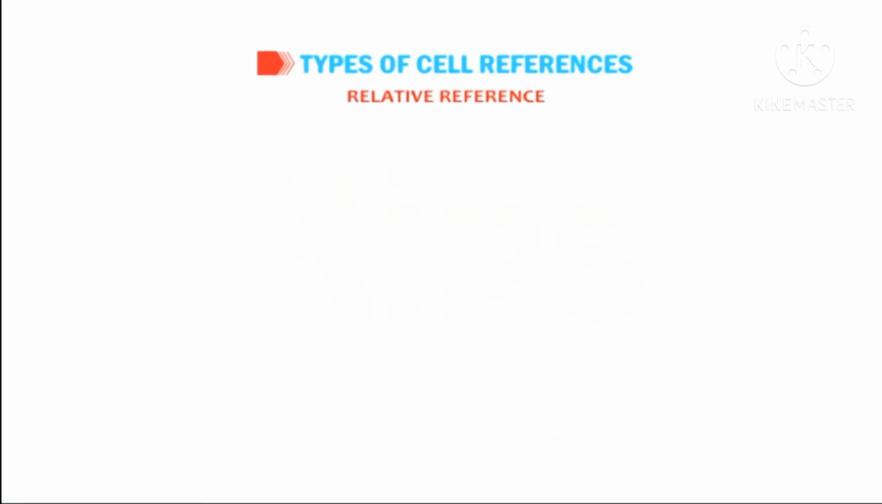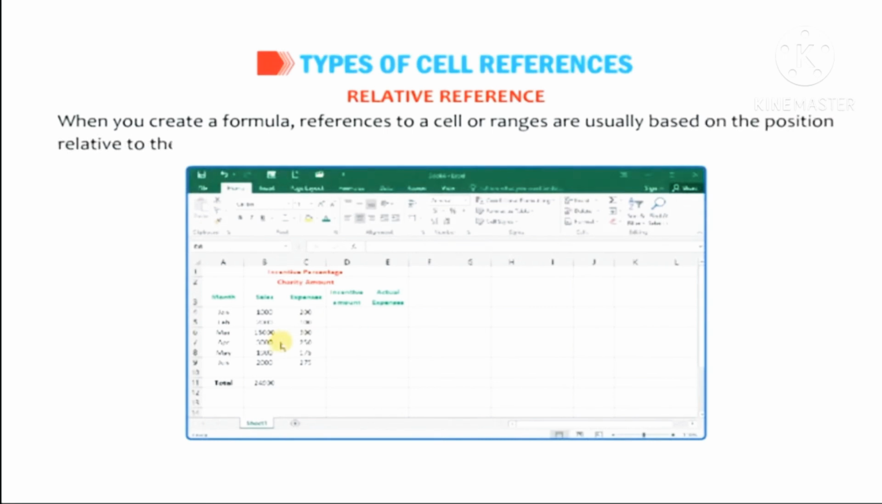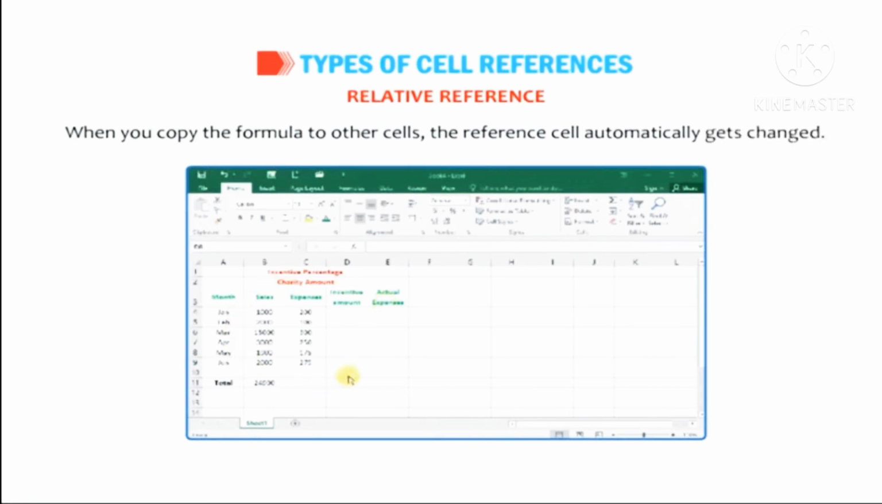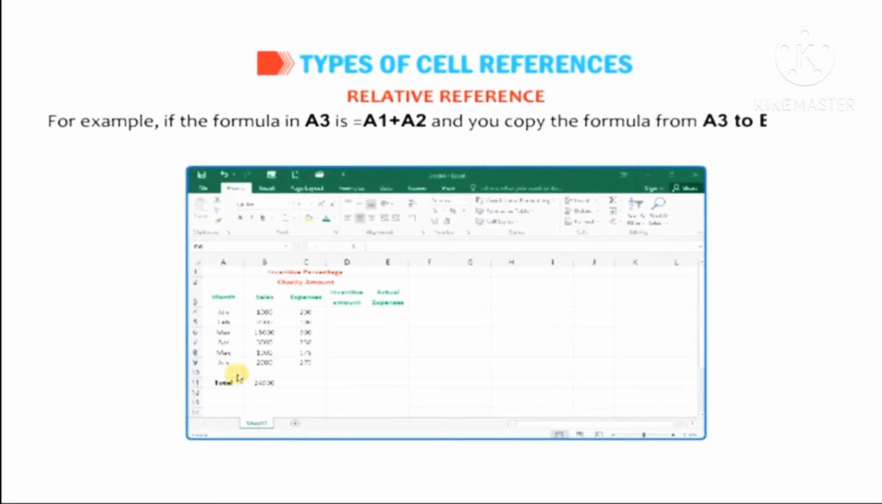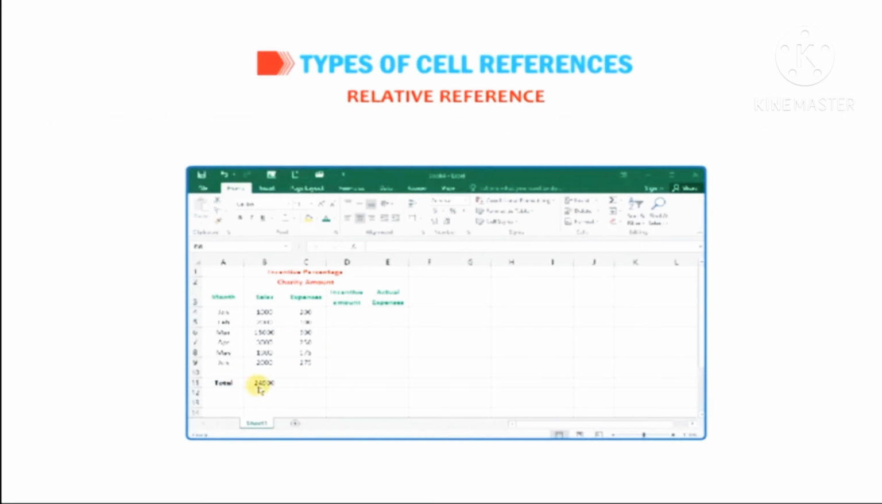First, relative references. When you create a formula, references to cell ranges are usually based on the position relative to the cell. When you copy the formula to other cells, the reference automatically gets adjusted. For example, if the formula in A3 is A1 plus A2 and you copy the formula from A3 to B3, it automatically changes the references to match the location of the cell, that is B1 plus B2.